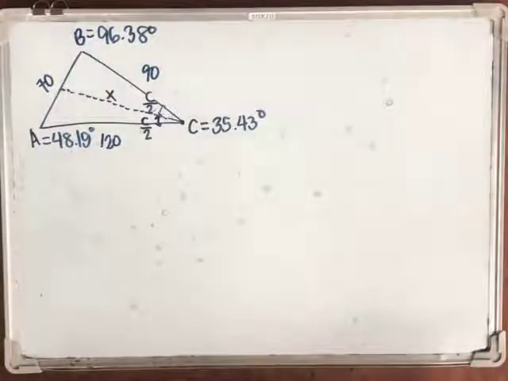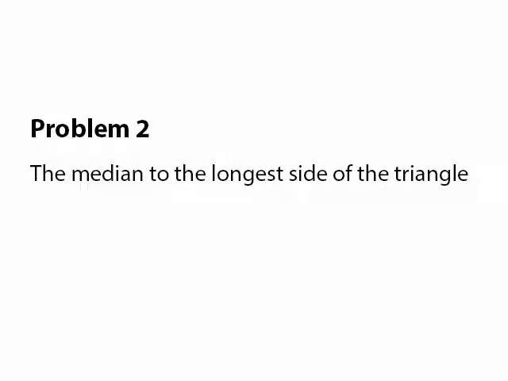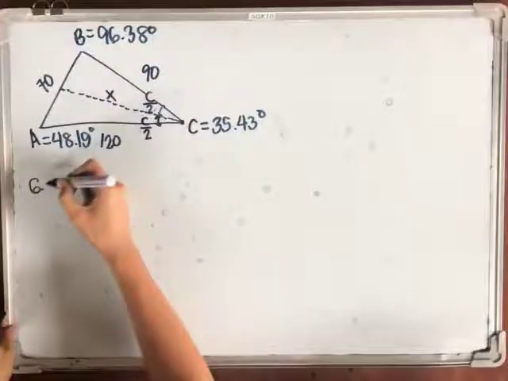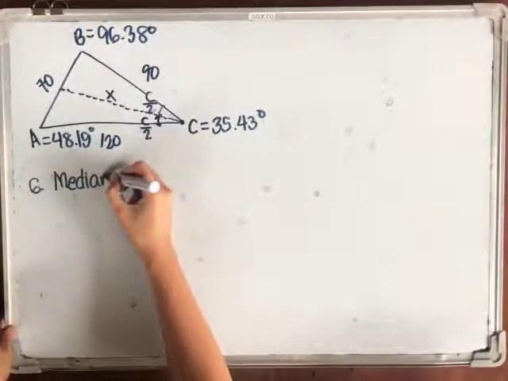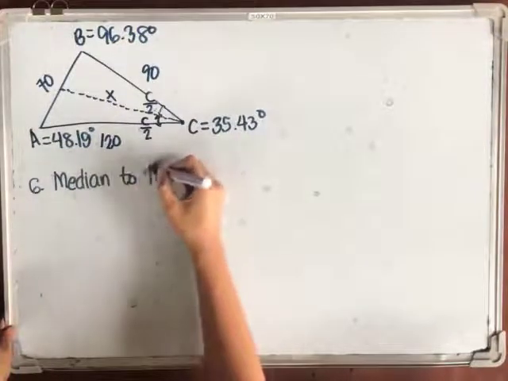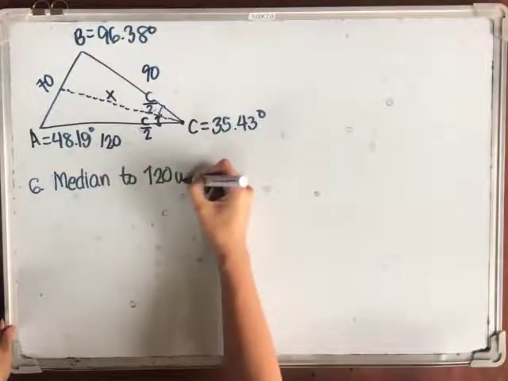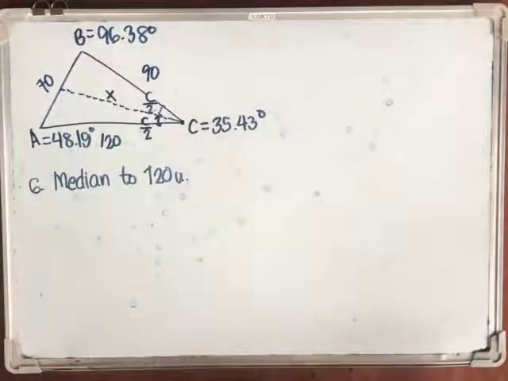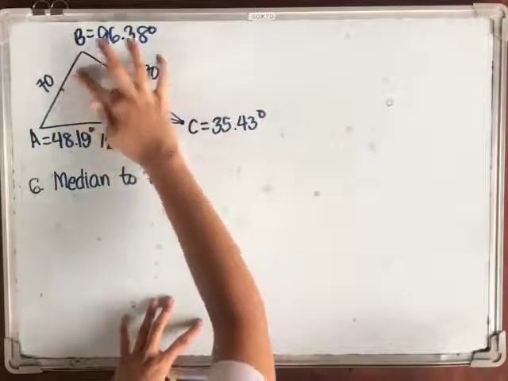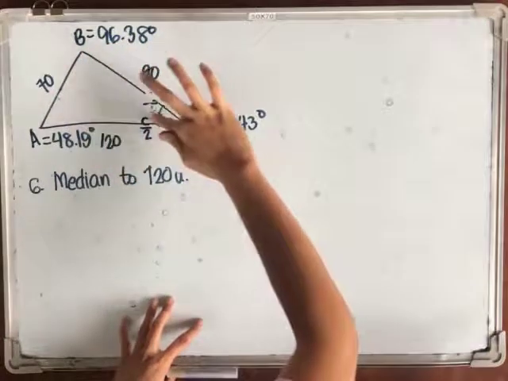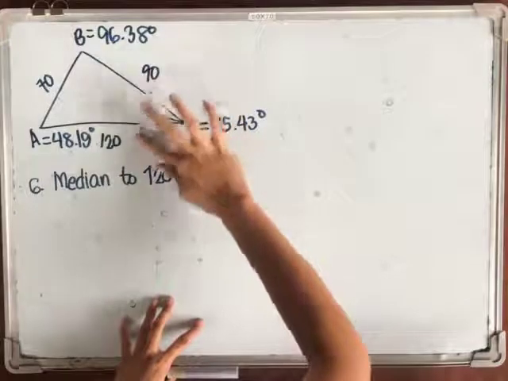Next question natin is, determine the median to the longest side of the triangle. That's for number 6. Median to 120 units. That's the longest side. Okay. O, burahin ko muna itong drawing natin sa first, ha. Tanggalin natin itong x. Ayan.